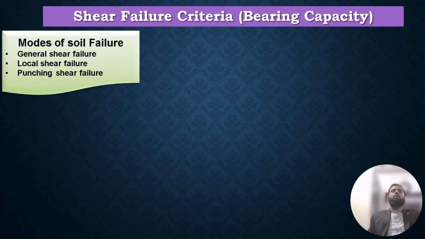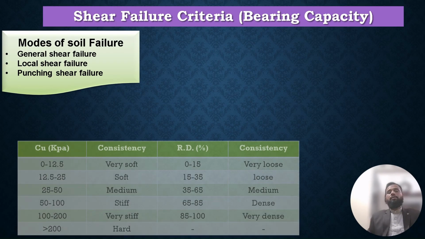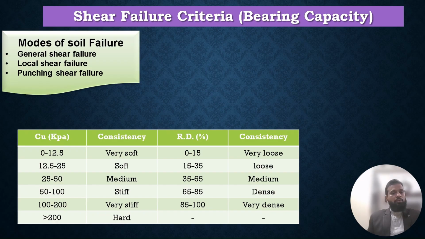Then we have the modes of soil failure, which are totally defined by the type of soil we are dealing with. Normally we find general shear failure, local shear failure, and punching shear failure. These failures depend upon the type of soil, and we can classify the soil using the unconfined compression strength and consistency in the case of clay, and relative density and consistency in the case of sand.